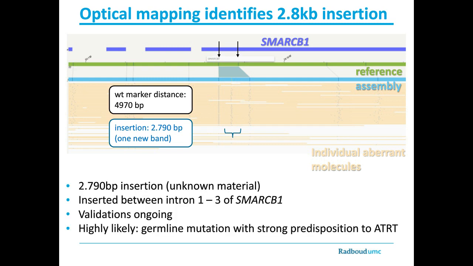So this insertion, we don't know where this material comes from yet, and validations for that are at the moment ongoing. But this insertion happened between intron 1 and 3. That's how accurate the breakpoints are at the moment. So in our opinion, this very highly likely could be the germline mutation that gives a very strong predisposition to ATRT.